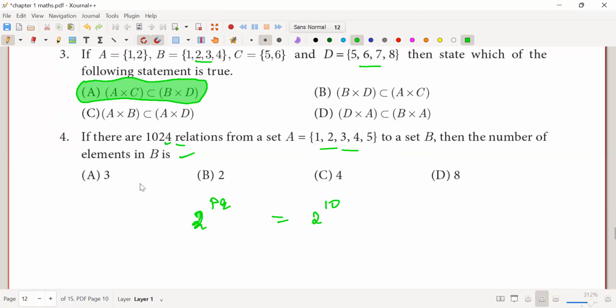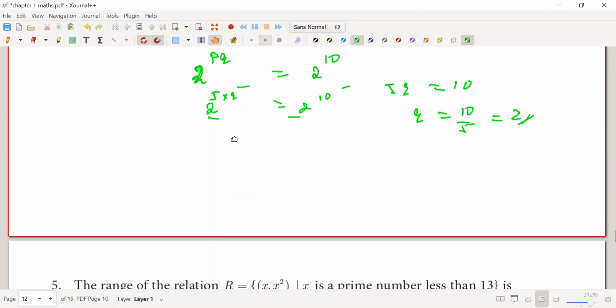If you don't know this formula, the question will be gone. All right. 1024 is 2 power 10. So 2 power 5 into q, equal to 2 power 10. Since these two are equal, 5q equal to 10. So q equal to 10 by 5. All right. Very good. But I need the exact requirement: 2 power pq. You should definitely do that. Okay.